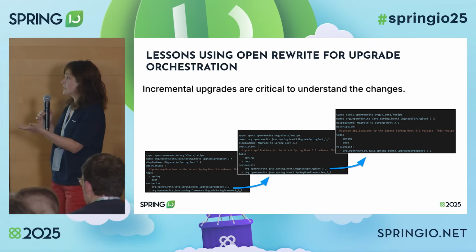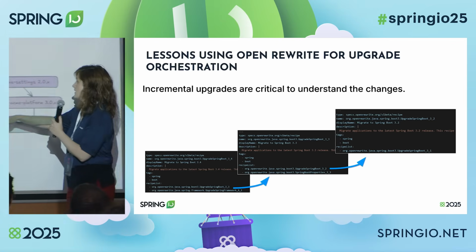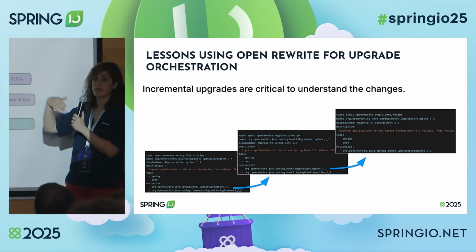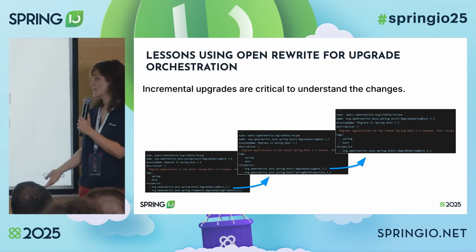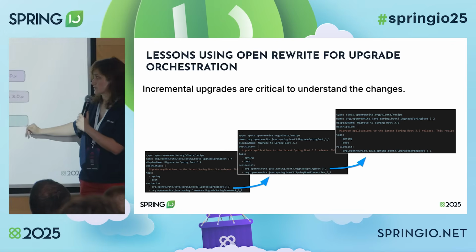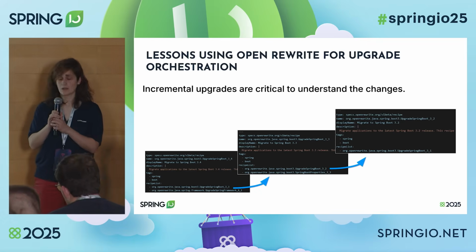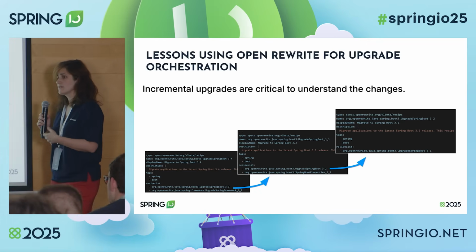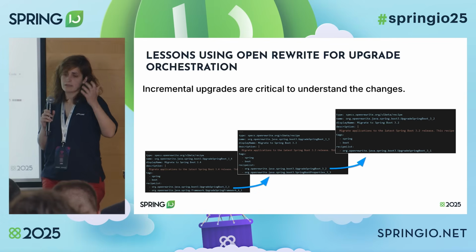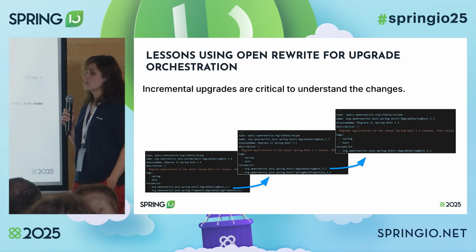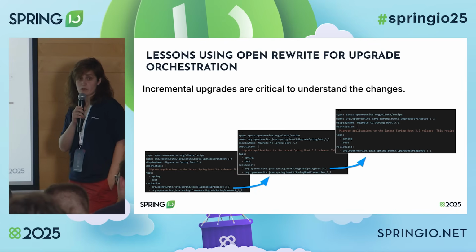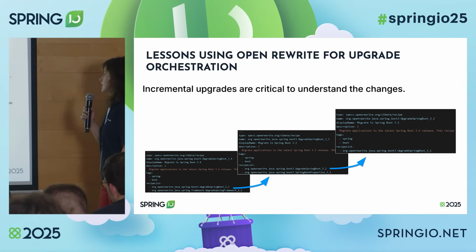And this is the final picture, right? We have these 4 teams that they have incrementally upgraded, and finally, they are in support. So, what would be, I would say, the problematics when I'm using OpenRewrite to do this kind of upgrades?